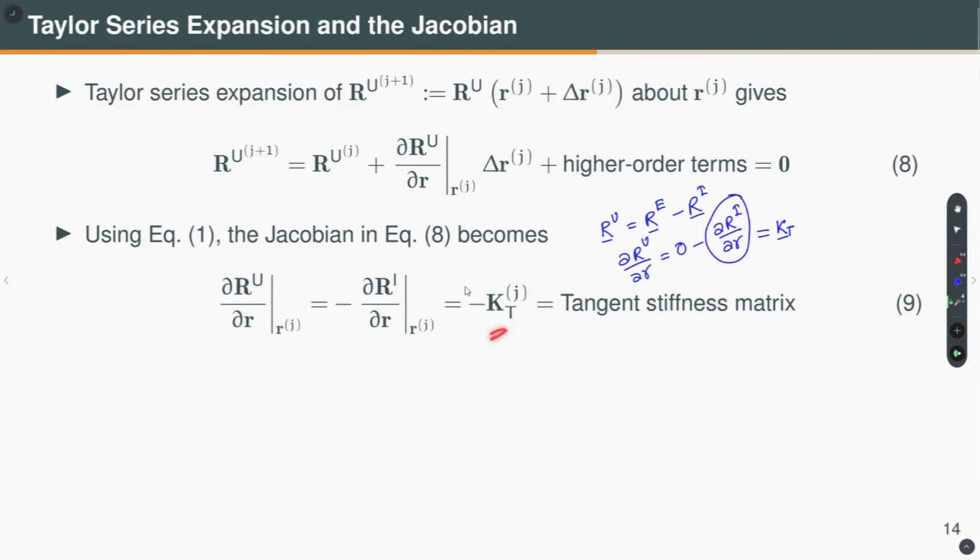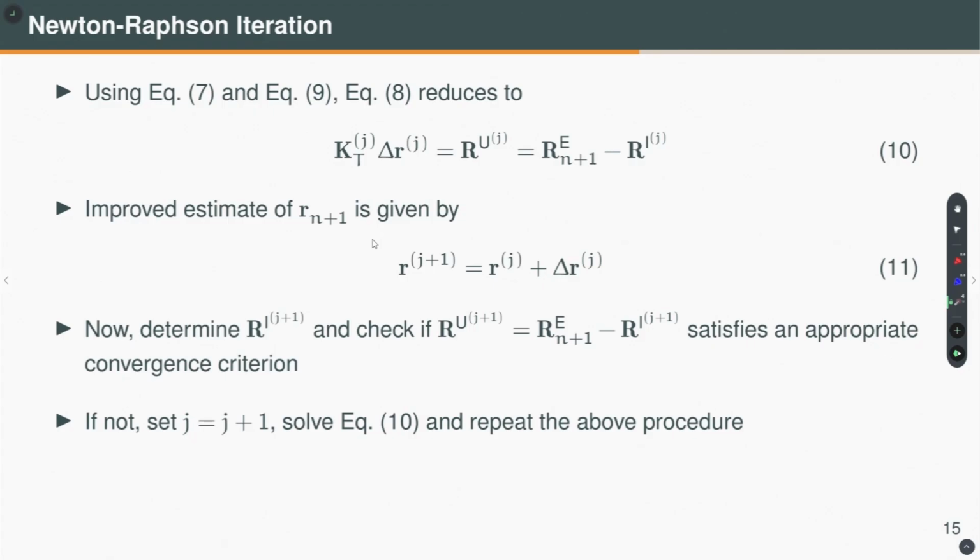Now, if I take this and substitute back here, I can write it in this manner: the tangent stiffness matrix at the jth iteration multiplied by the incremental displacement at the jth iteration is equal to this unbalance. So, this unbalance can be written as the external load minus the internal resisting force at the jth iteration. So, the improved estimate for R n plus 1 is equal to whatever we had previously plus this new increment, right.